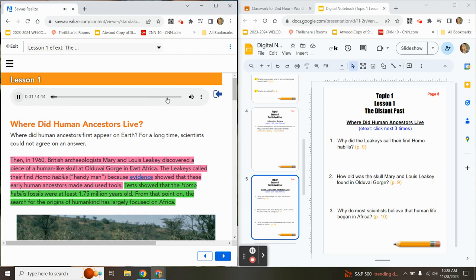Where did human ancestors live? Where did human ancestors first appear on Earth? For a long time, scientists could not agree on an answer.